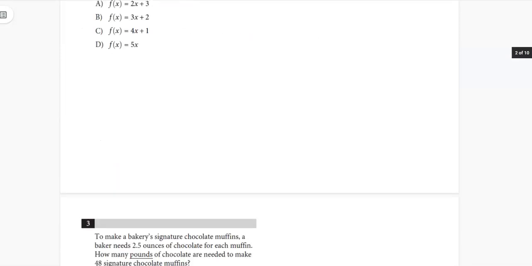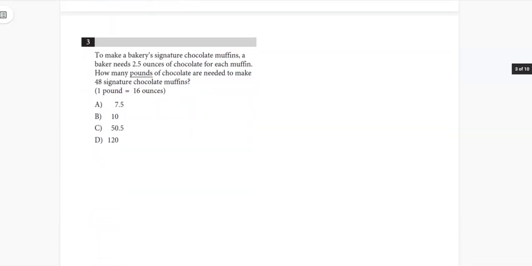Let's go check out number 3. To make chocolate muffins, a baker needs 2.5 ounces of chocolate for each muffin. How many pounds of chocolate? So you see they switch units on us there. So this is a rate problem or a ratio problem. So let's just do this. We need 2.5 ounces for every 1 muffin. How many pounds are we going to need to make 48 muffins?